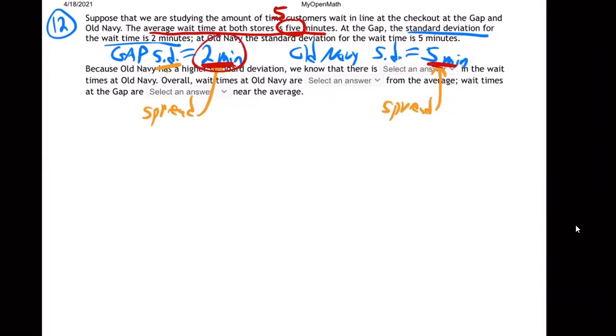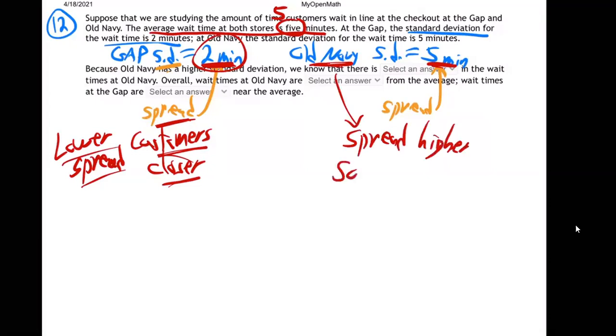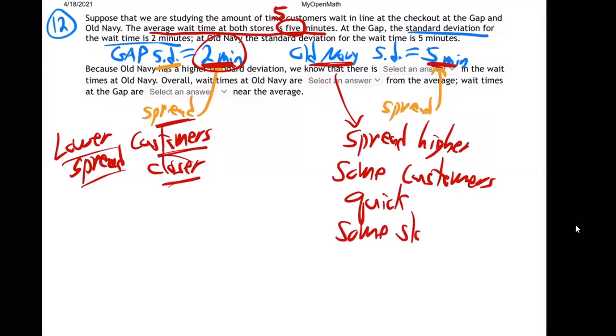So at the Gap, the spread is tighter. The customers are closer. There's a lower spread. Is that making sense? There's a lower spread. The customers are closer. They all kind of experience the same thing. Whereas at the Old Navy, the spread, the standard deviation is higher. So some customers go real quick, some slow. There's more of a spread outness to their experience at Old Navy.